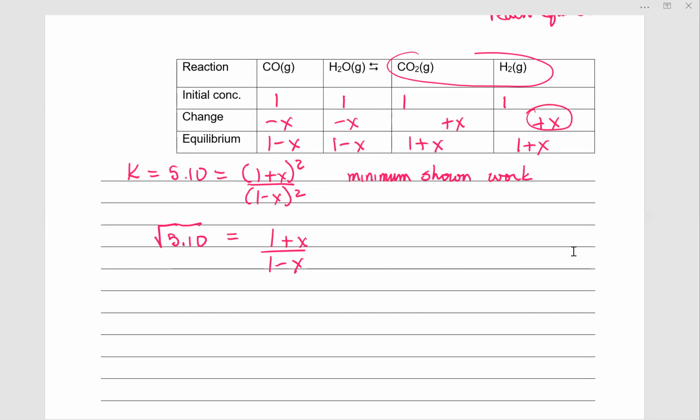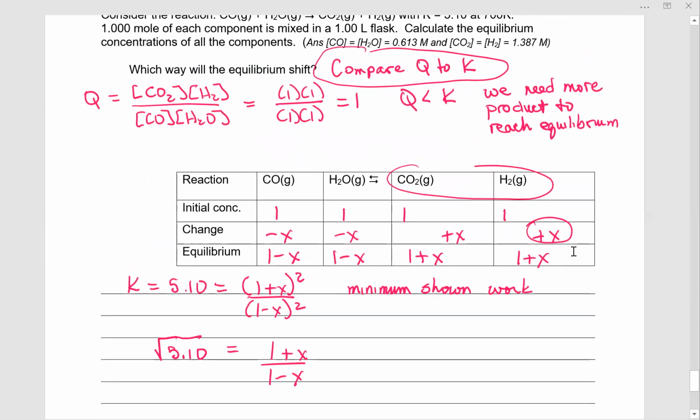So the key point here is that if we start off with all of the concentrations provided and we know we're not at equilibrium, we're going to have to calculate Q to figure out whether we're going to be subtracting X or adding X in which columns.